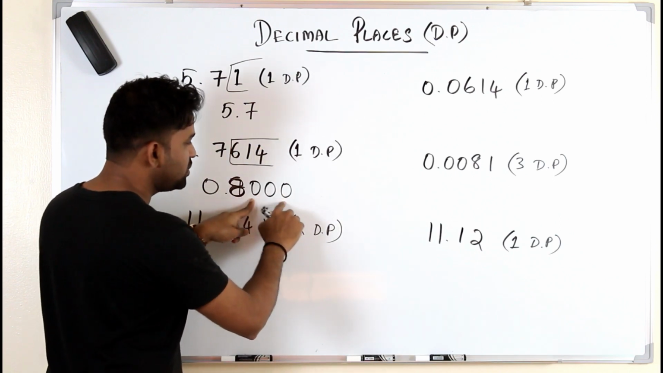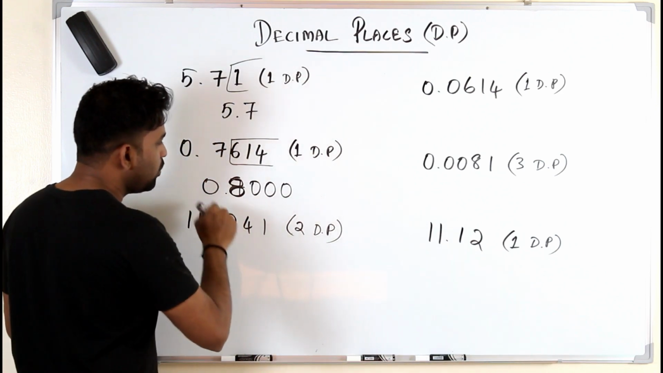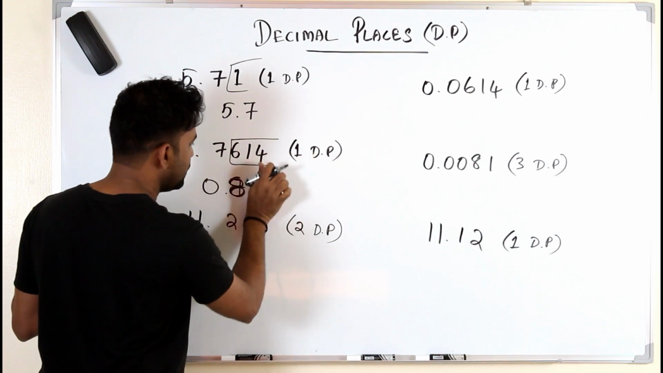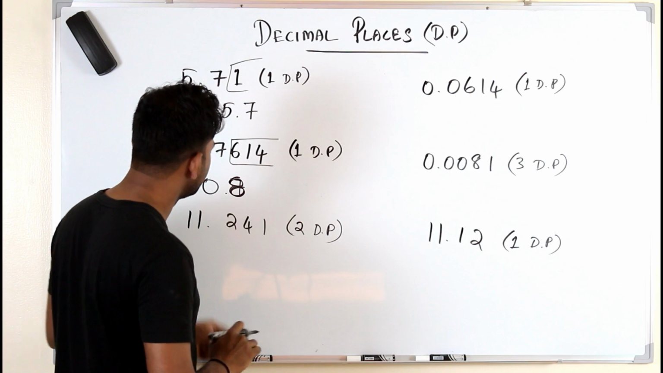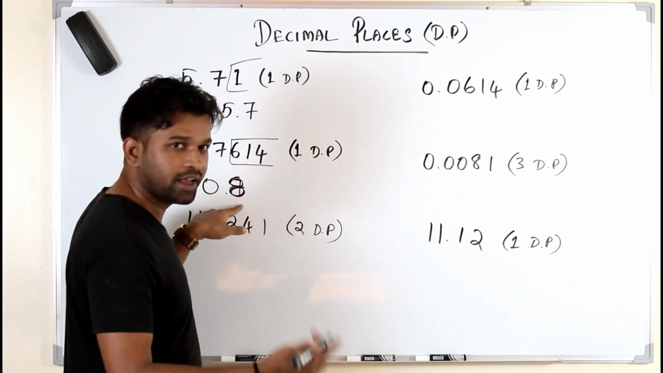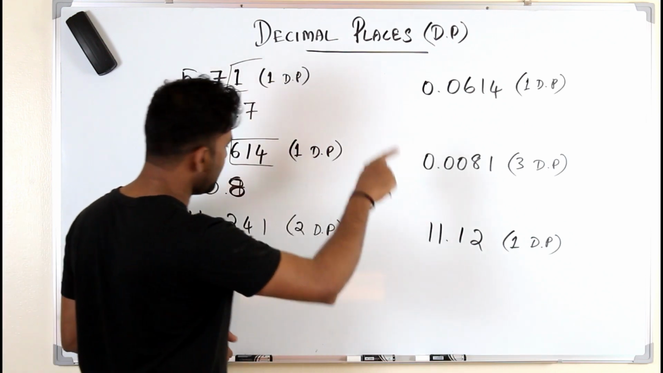If you write 3 zeros here, they have no value. So I would always suggest not putting zeros at the end. You don't need to write zeros, but again, it is not wrong. You can either write 0.8000 or 0.8. 0.8 looks much better.